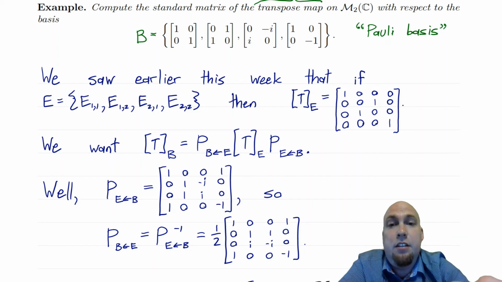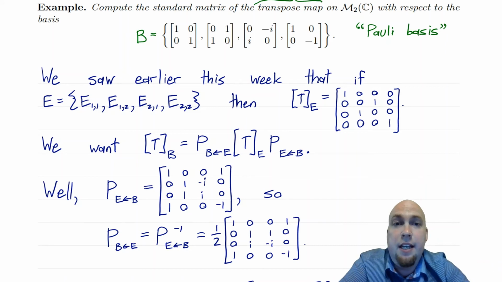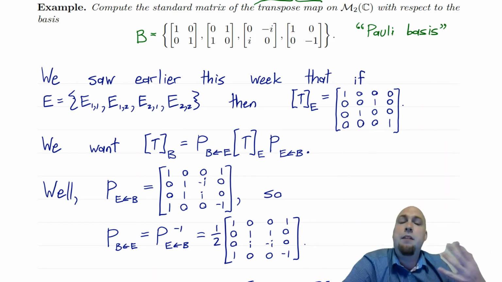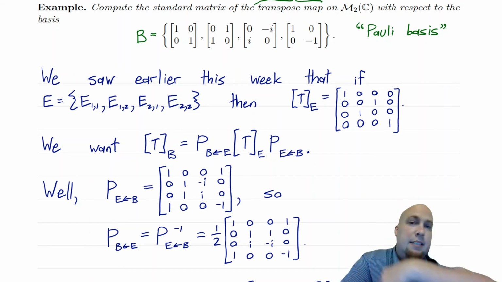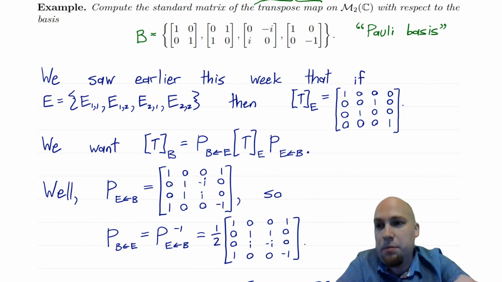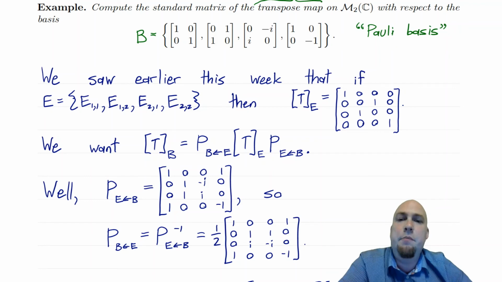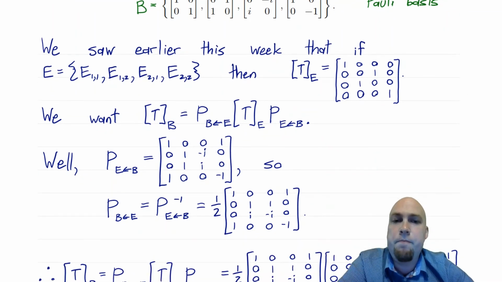All right, and then you look at the next member of B, the old basis, 0, 1, 1, 0. That becomes your second column. Then you look at the third member of your old basis, 0, minus i, i, 0. That becomes your third column. And then the fourth one is 1, 0, 0, minus 1. That becomes your last column. Okay, so go back to last week's notes if you're having a little trouble doing that computation. We talked about how to compute change of basis matrices then.